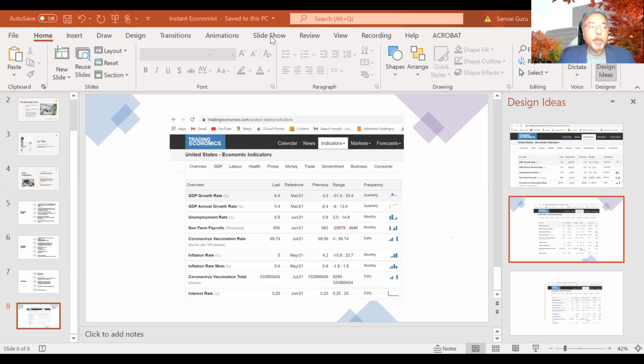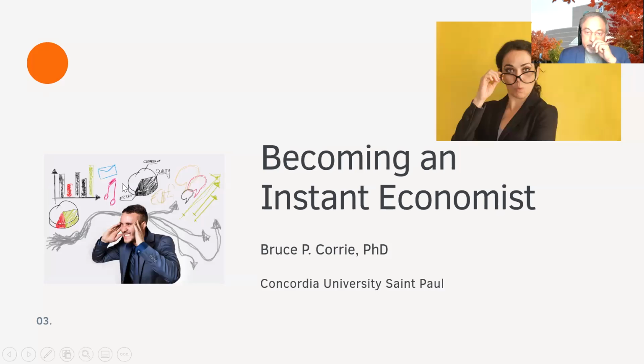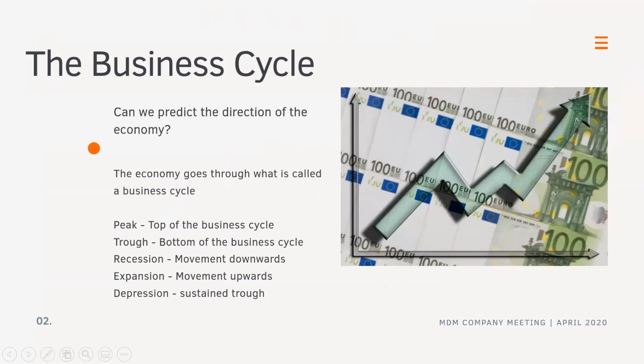So I'm going to share with you a presentation, and this will help to give you some basic ideas about the way the economy functions and how we could understand it. So here we go. I'm going to be training you to be an instant economist. Basically, what we're trying to do here is to understand the ups and downs of the economy and how we can protect ourselves from the ups and the downs.